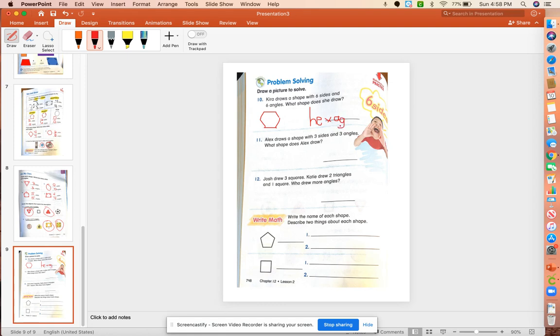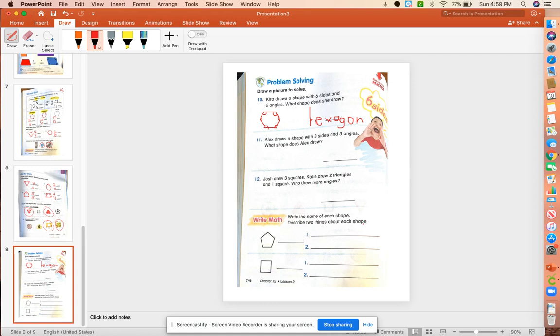Hexagon. Am I getting any better with my handwriting, boys and girls? Maybe just a little bit, but I don't know.